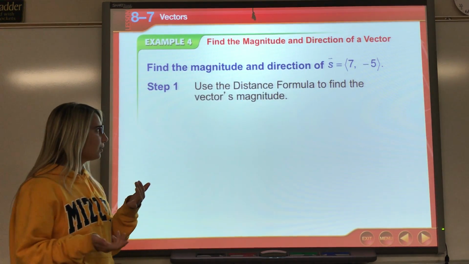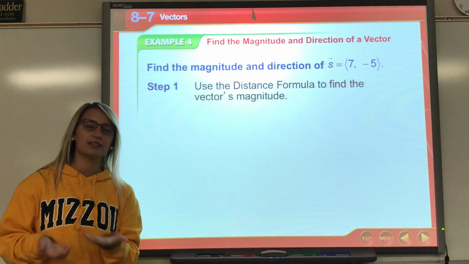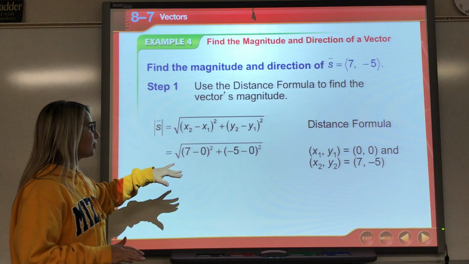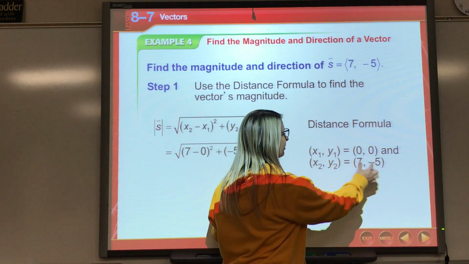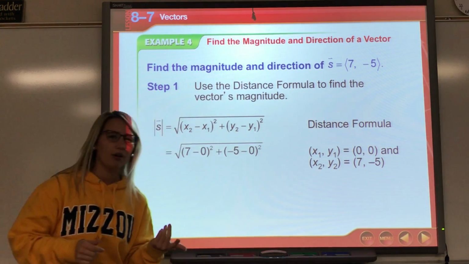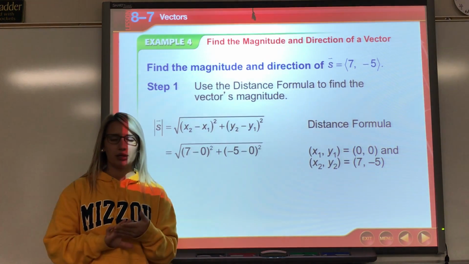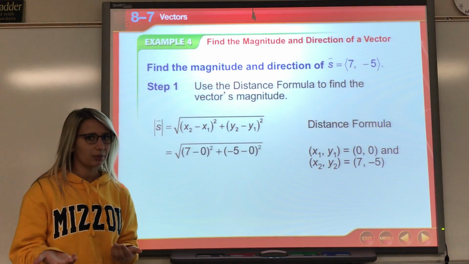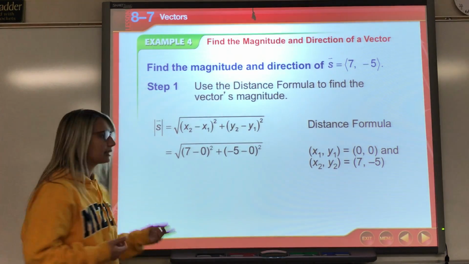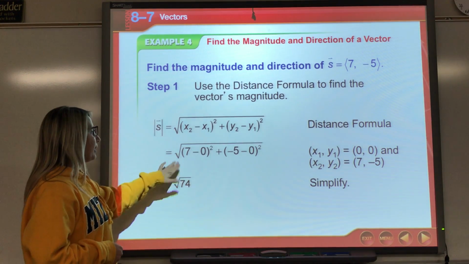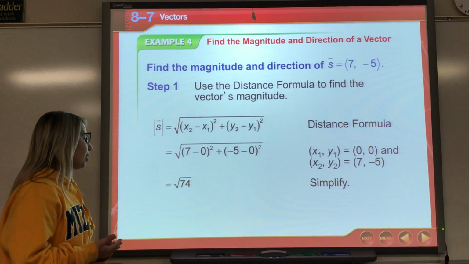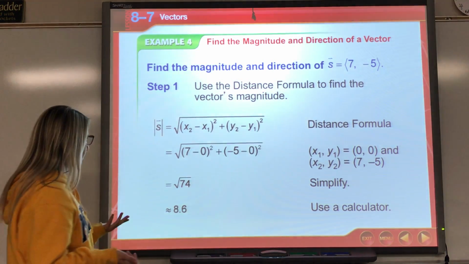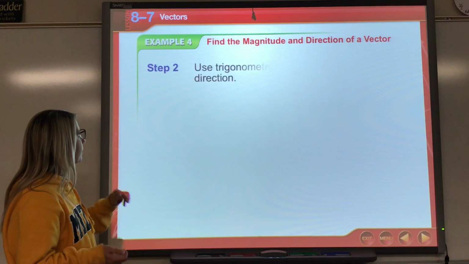So we can use the distance formula to find the vector's magnitude, but honestly it's easier to use the Pythagorean theorem. So what they're doing here is they're using the distance formula. They're plugging in the points 7, -5, and 0, 0, which is not incorrect. It's just maybe a little bit more work because we're using zeros, which seems kind of pointless. So essentially we're using the Pythagorean theorem here because we're not actually subtracting anything. So when we plug in 7 and negative 5, we get the square root of 74, which is about 8.6. Okay, so that would be the magnitude.